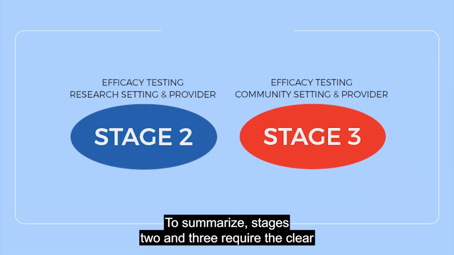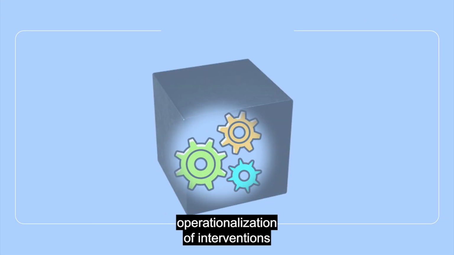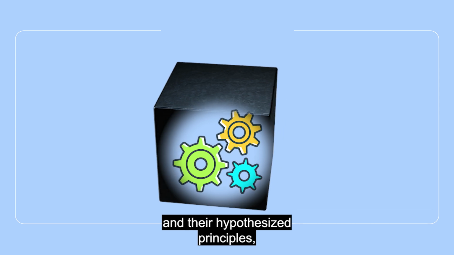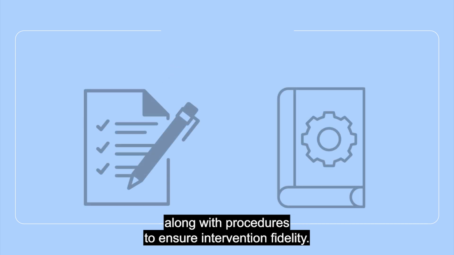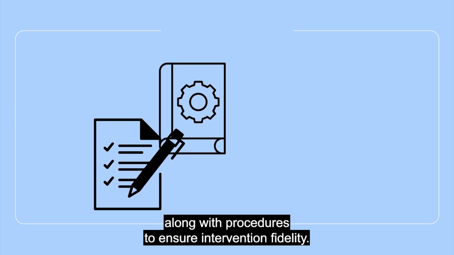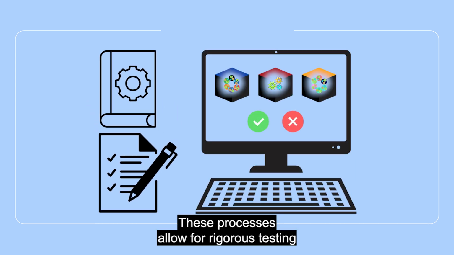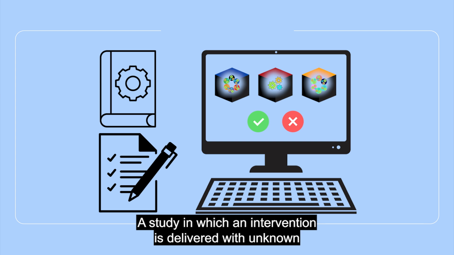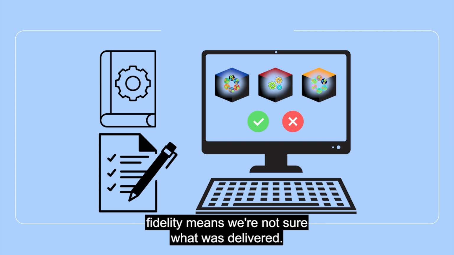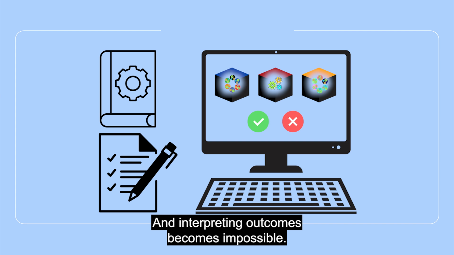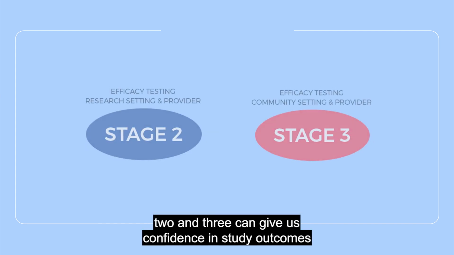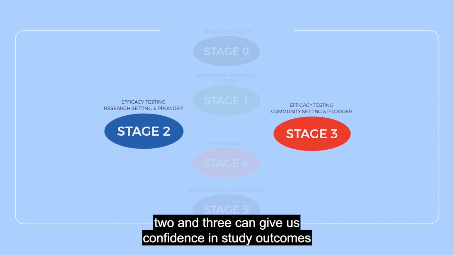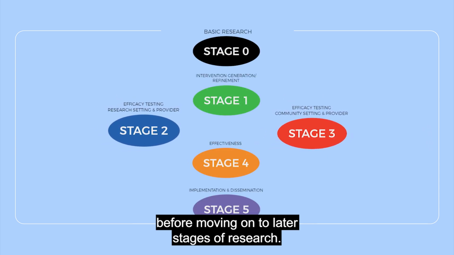To summarize, Stages 2 and 3 require the clear operationalization of interventions and their hypothesized principles, along with procedures to ensure intervention fidelity. These processes allow for rigorous testing of the intervention and the hypothesized intervention principles. A study in which an intervention is delivered with unknown fidelity means we're not sure what was delivered, and interpreting outcomes becomes impossible. Ensuring intervention fidelity within Stages 2 and 3 can give us confidence in study outcomes before moving on to later stages of research.